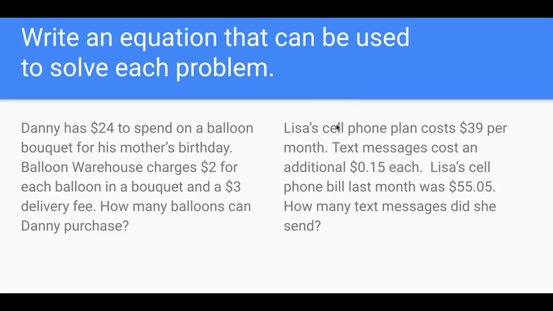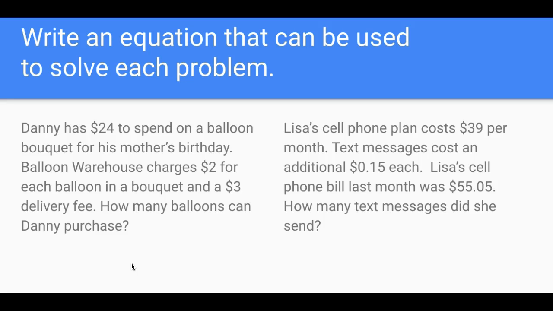All right? I hope you took some time, you wrote that out, you paused it. So Danny has $24 to spend on the balloons. That's going to be our total. The warehouse charges $2 each for the balloons. So that means that this equation is going to be 2x plus 3, which is the delivery fee, equals $24.